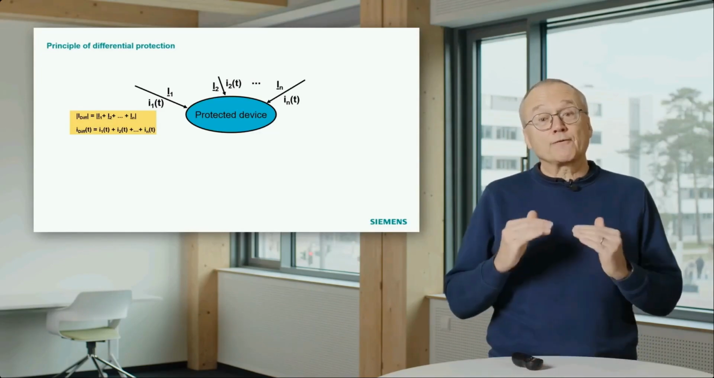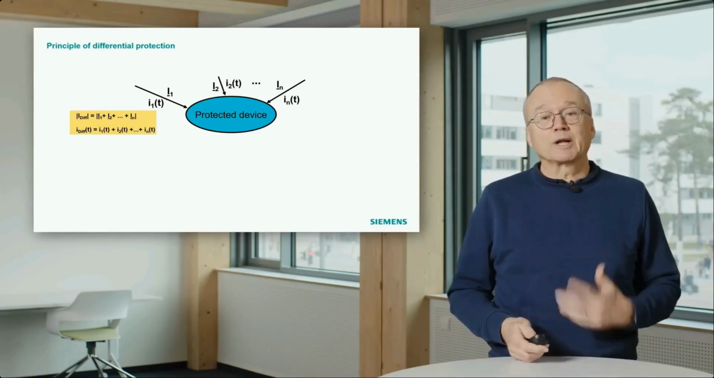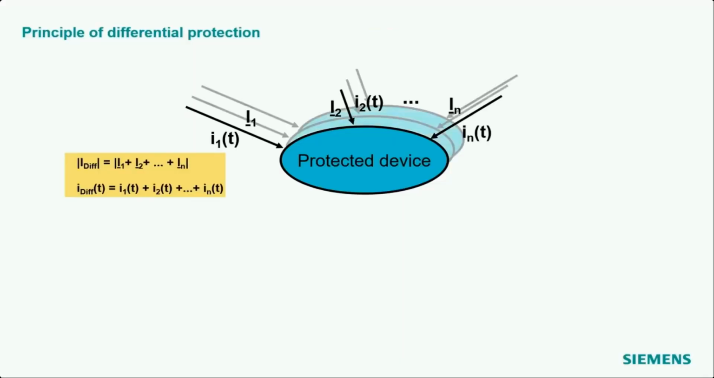We can do that phase by phase. That means we have to multiply this, what you see now, by 3 and do the same thing for the other phases as well. And for a healthy device, as we learned, this differential current is 0.